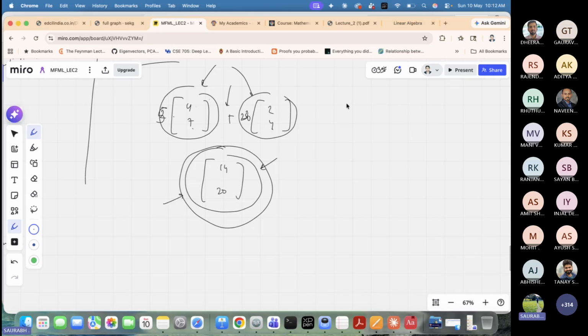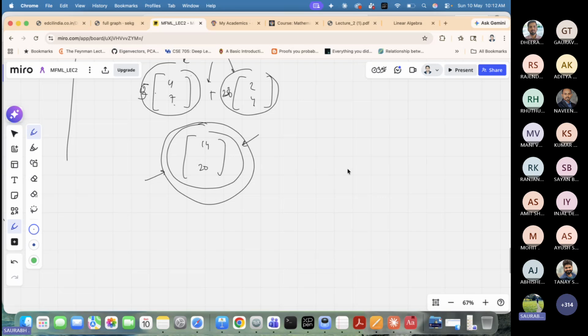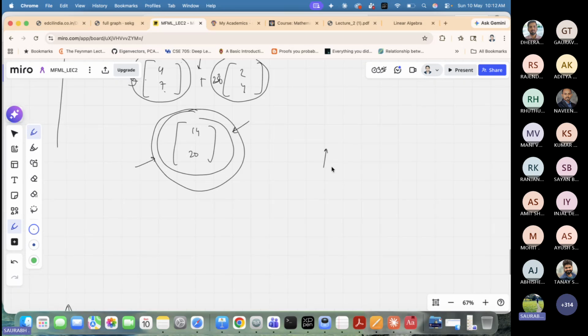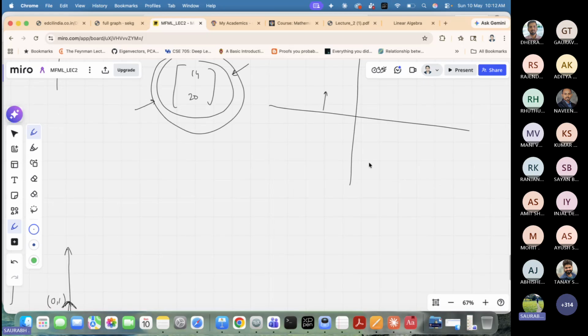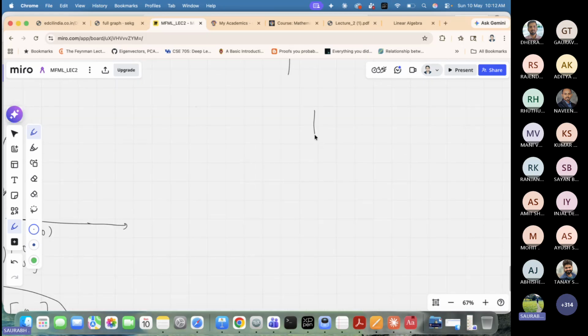Now, when you have independent vectors, let's say in a two-dimensional space, let me draw it clearly. This is your first dimension, and this is your second dimension. Let's say the first vector is 1, 0, and the second vector is 0, 1.